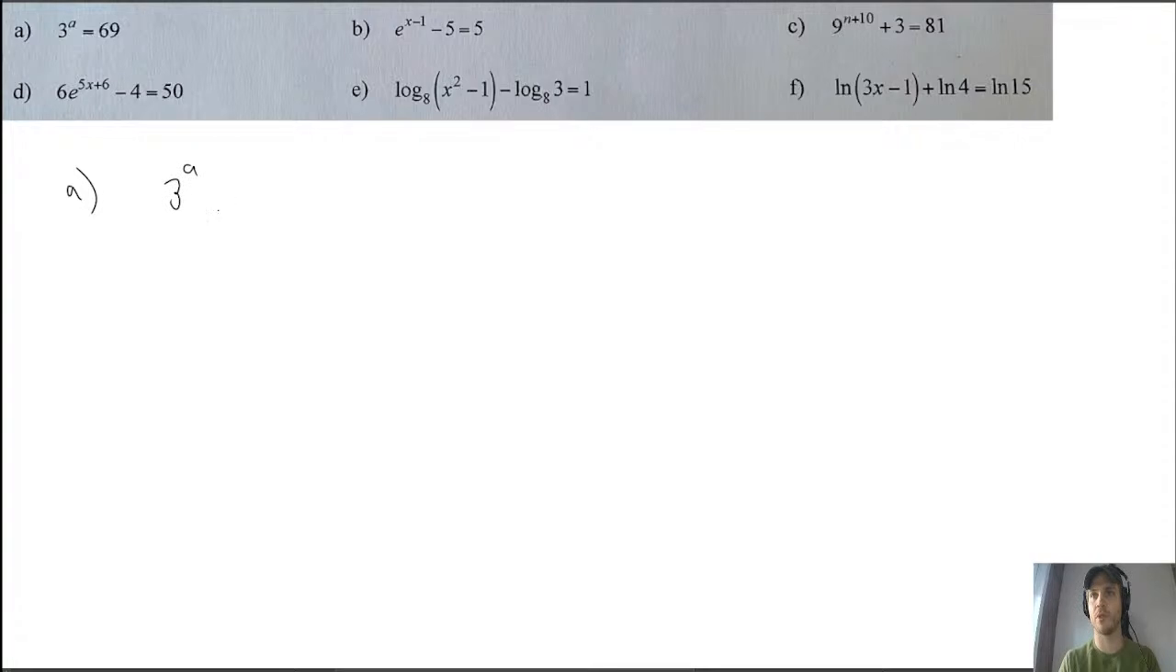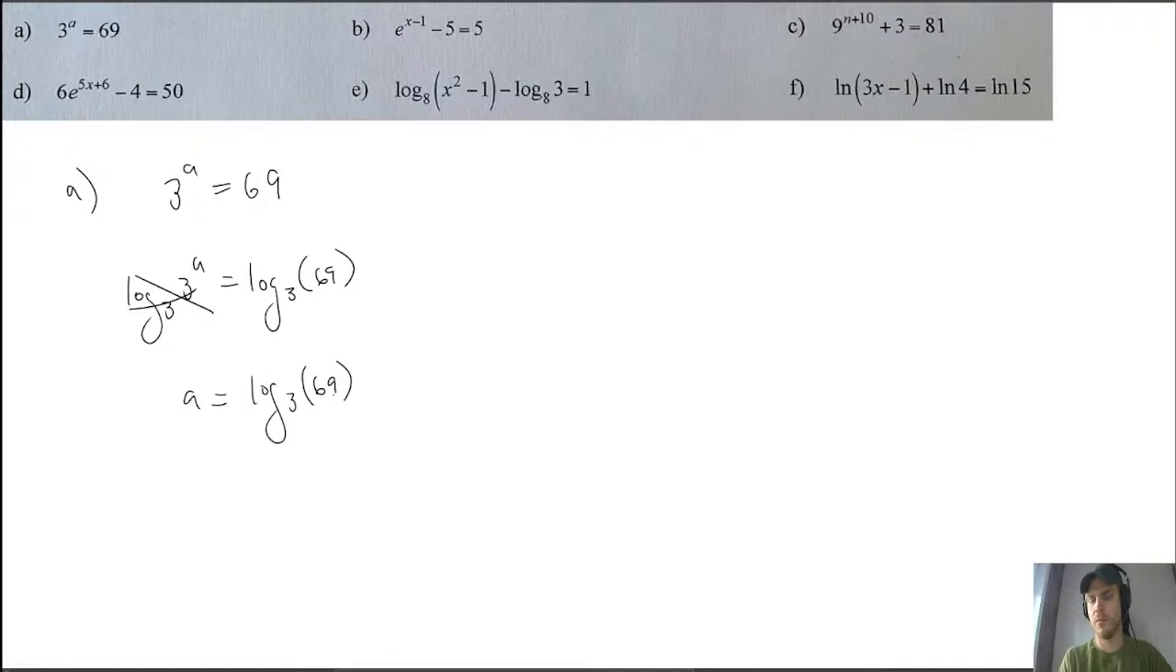So, sorry, 3 to the A equals 69. And then let's take log base 3 of both sides. And then these will cancel and you'll just get A. And that's the answer. This is a number. I can estimate this. What would it be?